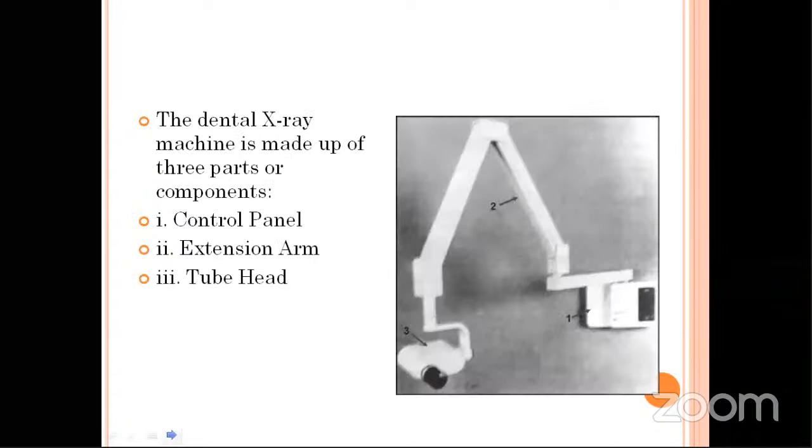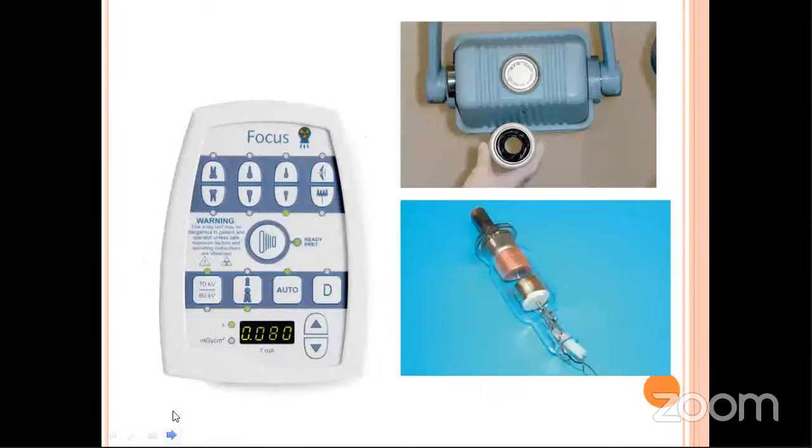Okay. So this is the tube head, this is the extension arm, and this is the control panel. You may also get certain picture images, which is why I'm adding so many pictures. So this is the control panel where you can control all the settings in the IOPA machine, and this is the tube head, and inside the tube head is all this apparatus. Okay, all these reactions take place only here.